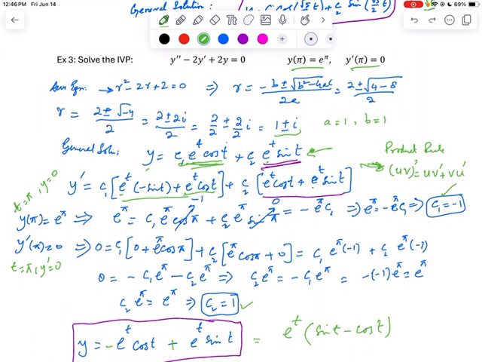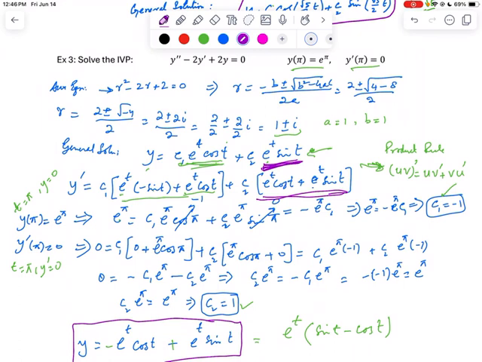In the same way, we can do the derivative of the second term, again keeping the c2 outside and applying the product rule on e to the t sine t. We end up getting this derivative. Now we have to apply the initial conditions.